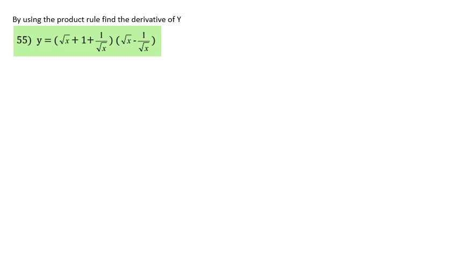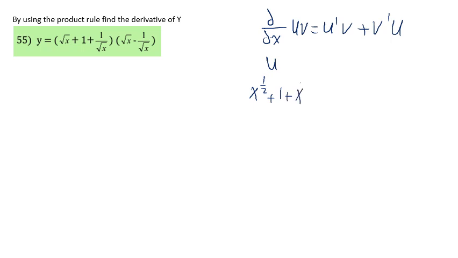Use the product rule to find the derivative of y. We know that d by dx for uv is equal to u dash v plus v dash u. So we assume that u is root x plus 1 plus 1 over x squared, but I'm going to write it as x to the power of half plus 1 plus x to the power of negative half, and v, which is x to the power of half minus x to the power of negative half.